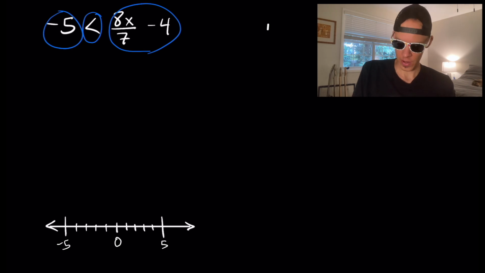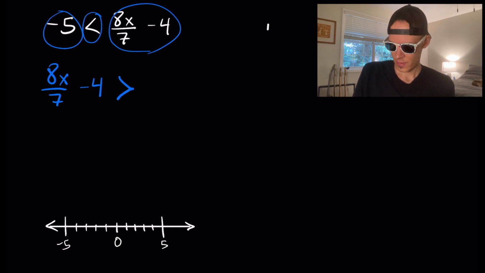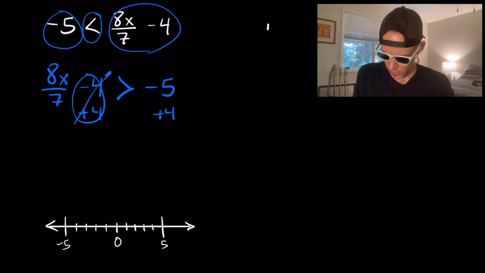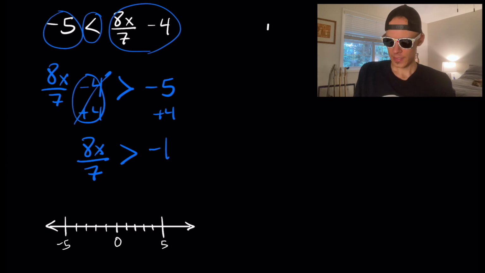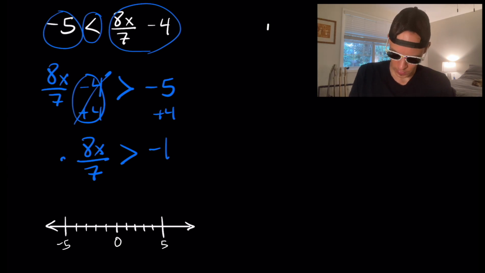So let me just write it that way. I'll write it as 8x over 7 minus 4 is greater than negative 5. So I'll add 4 to both sides. These will cancel out. So I'll have 8x over 7 is greater than negative 1. Since I have a fraction as my coefficient for x, it's 8/7, I'm going to multiply both sides by 7/8.